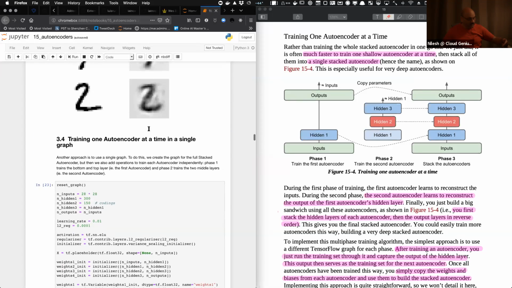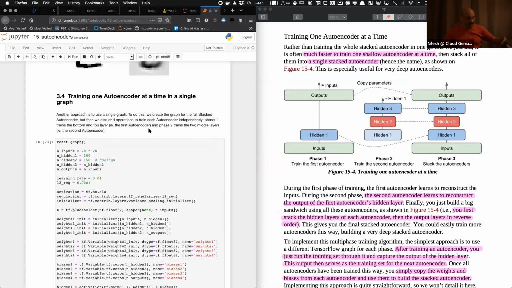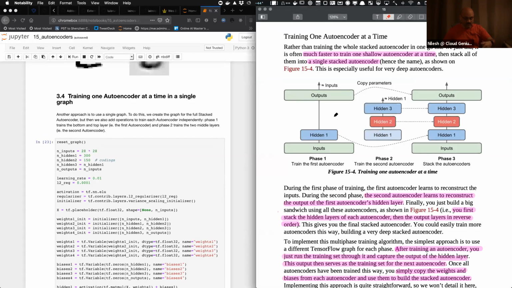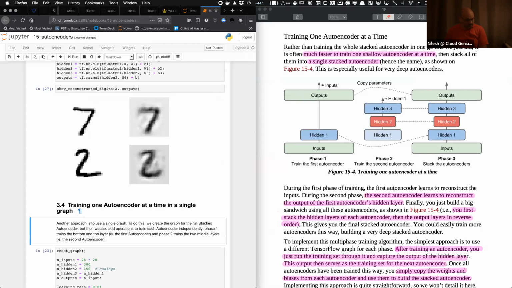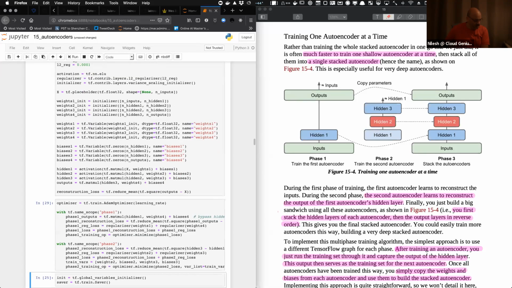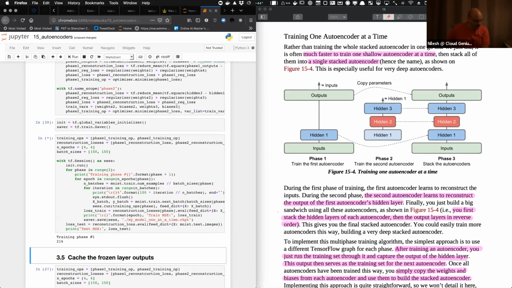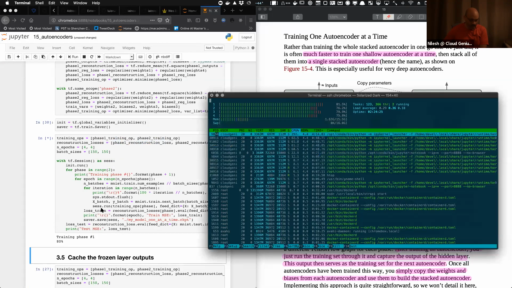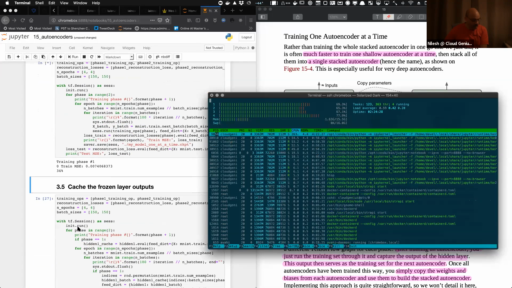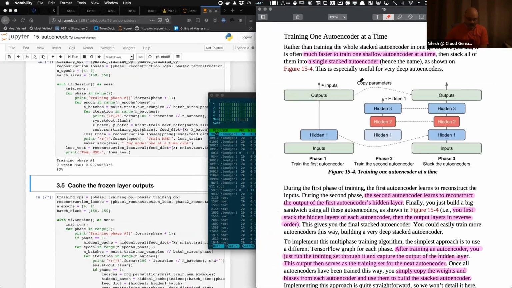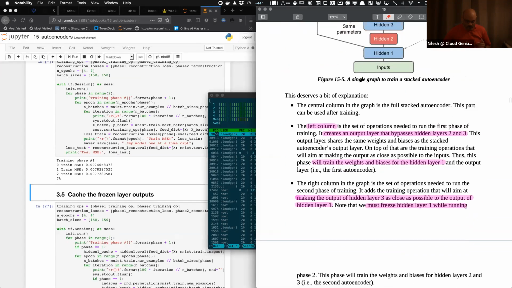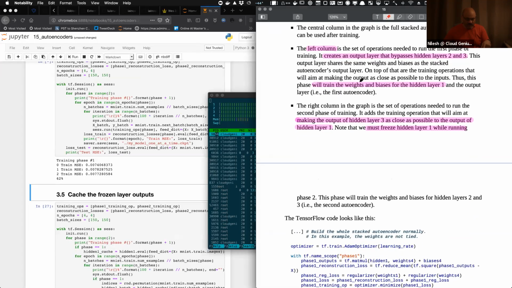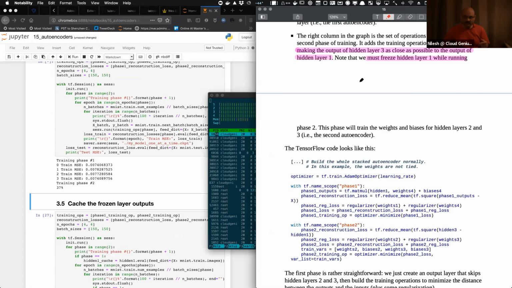Now the other way is to train one autoencoder at a time in a single graph, which is this on the right side. So let's go run that one also. It's not going to produce any magically different numbers, but just for the sake of running it, I'm running it. And here we go. So it's running training right now. And while it does, we can proceed ahead. It is an unnecessarily complex way of doing this. There is no reason to. There's no benefit from a speed up perspective.